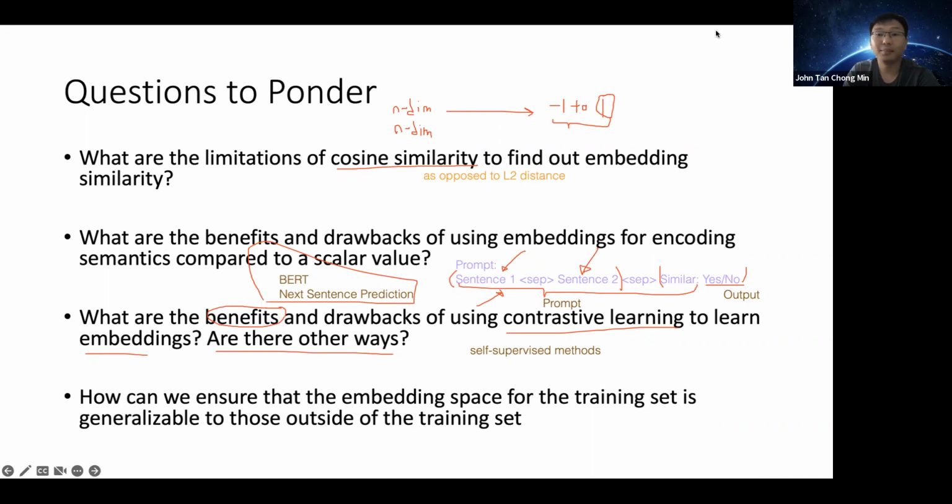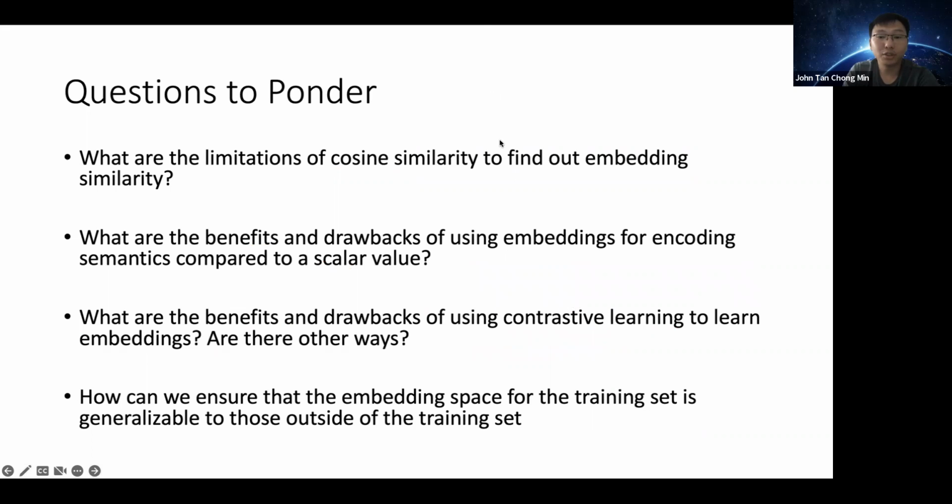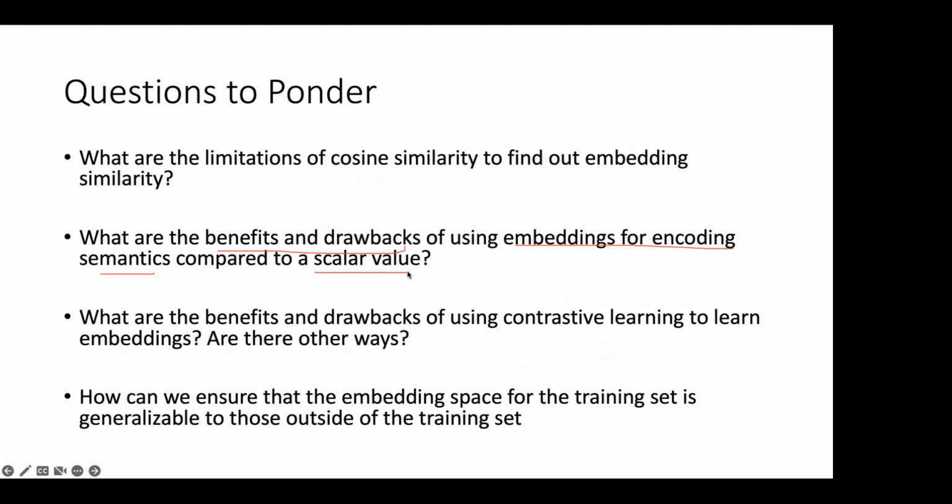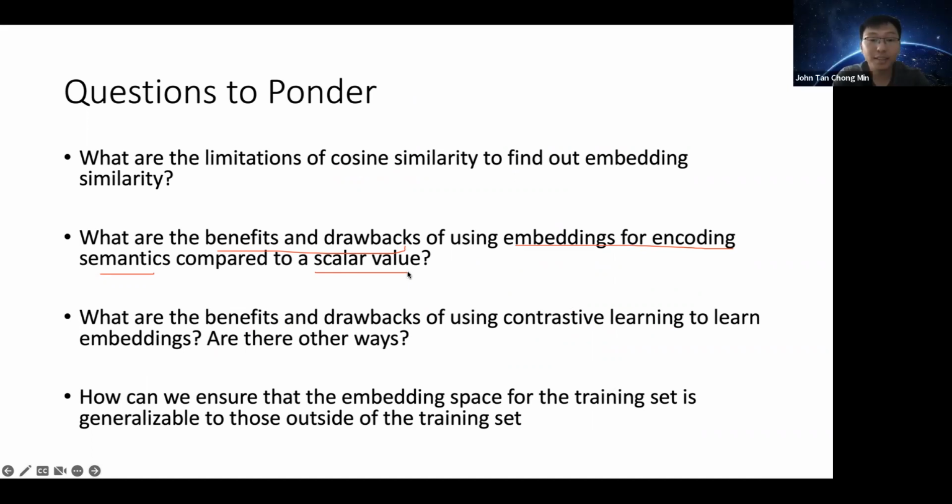Okay, anyway, I've got to go soon. Let's just move on. So what are the benefits and drawbacks of using embeddings for encoding semantics instead of a scalar value? Anyone want to chip in on this? Wait, no, the fourth question, right? How can we ensure that the embedding space for the training set is generalized? No, we're doing the second question first because we skipped it just now.